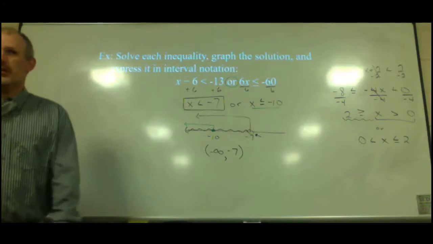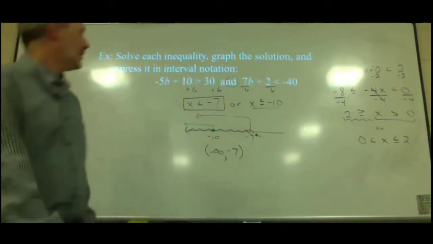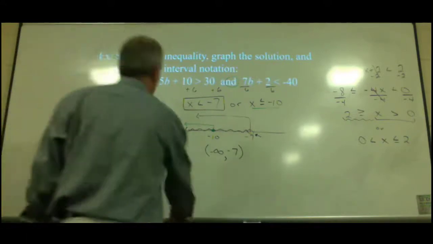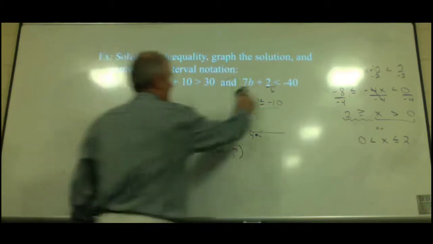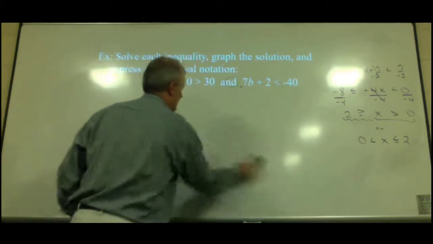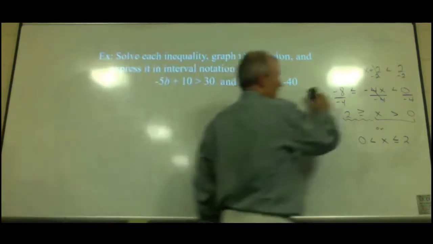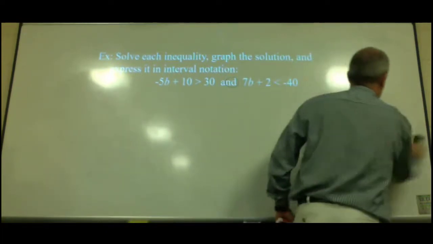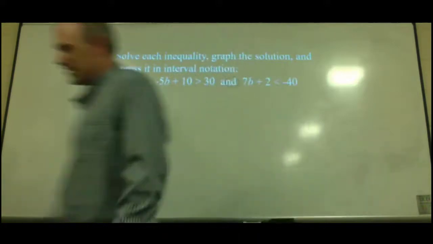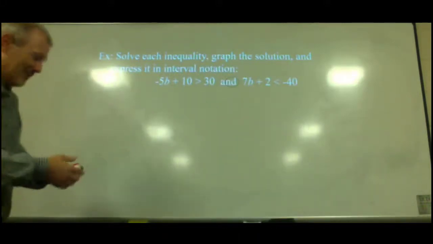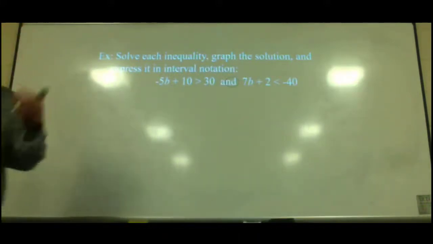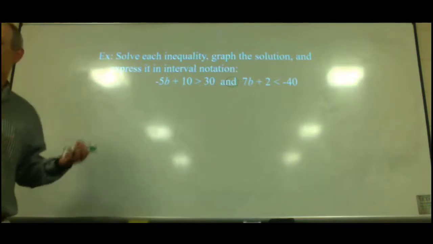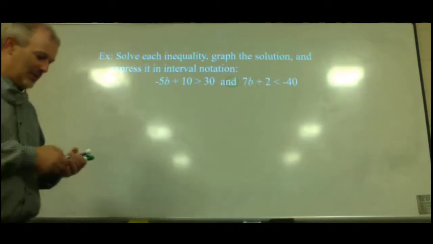Okay, are we okay to go on from this one? All right. What's important about this one? It's an and statement. Since it is an and statement, and it's written separately, we can't put it back together. We just have to solve each one individually like we did before.